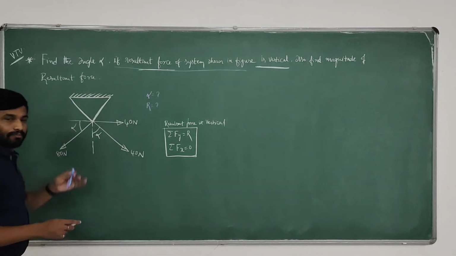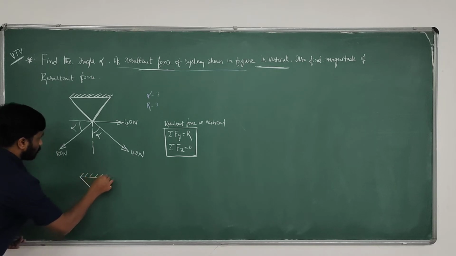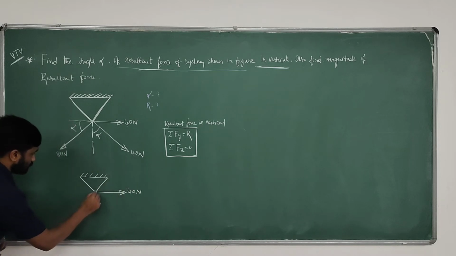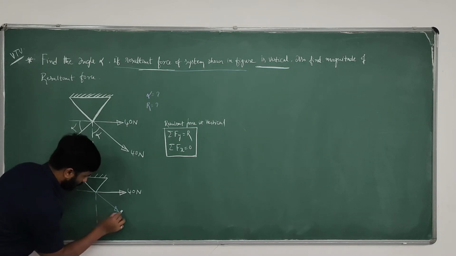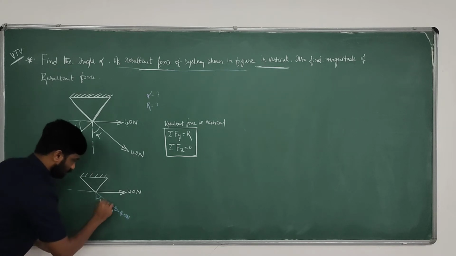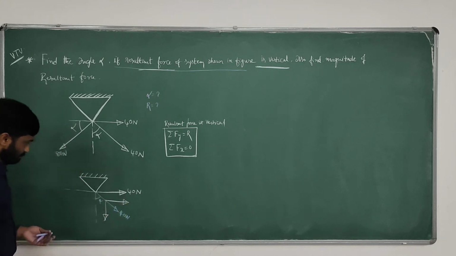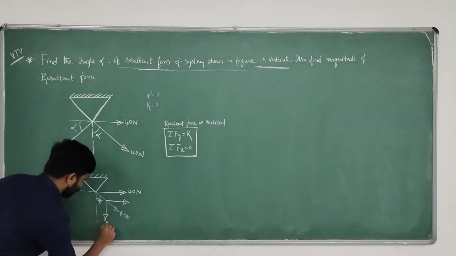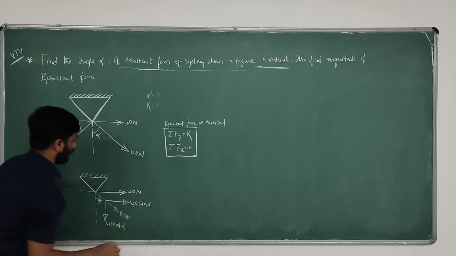Now write the free body diagram. The free body diagram has a purely horizontal force, written as it is. Here you have one more inclined force, 40 Newton, with inclination with respect to vertical. Then resolve into horizontal as well as vertical components. Vertical is cos theta, that is 40 cos alpha. The remaining one is 40 sin alpha.